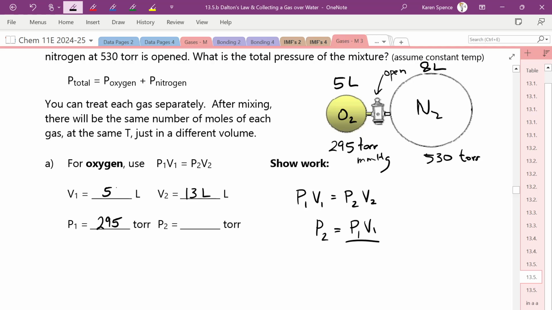Add up what? To get the total pressure? No. No. Because that's after opening.